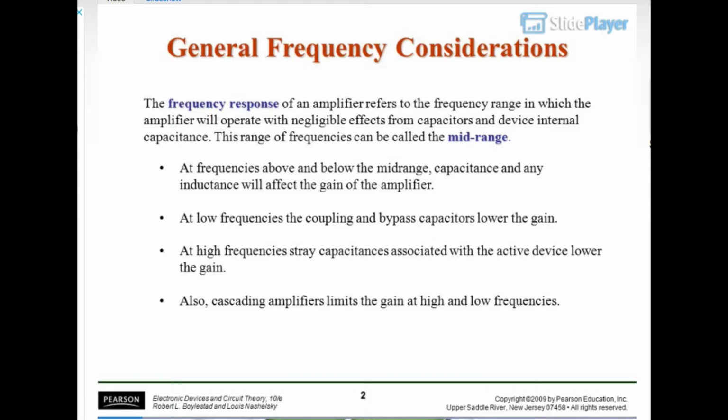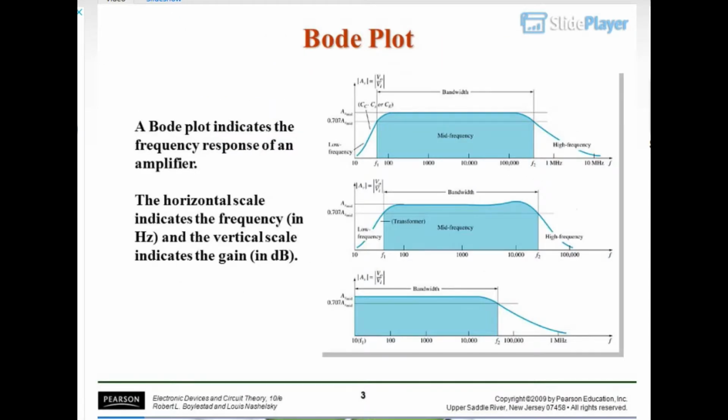2. Bode plot. A Bode plot indicates the frequency response of an amplifier. The horizontal scale indicates the frequency, in Hz, and the vertical scale indicates the gain, in decibels.